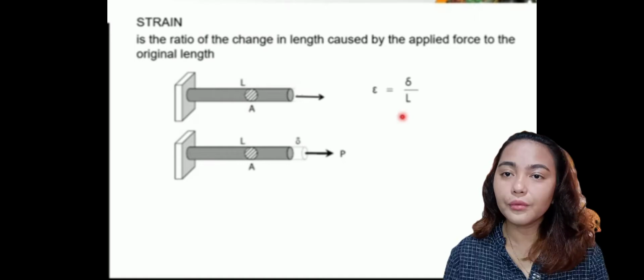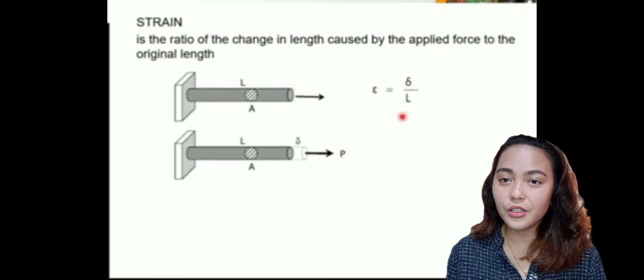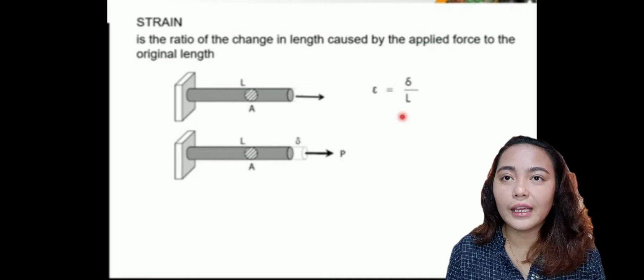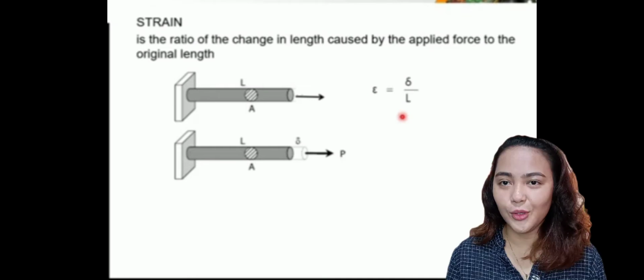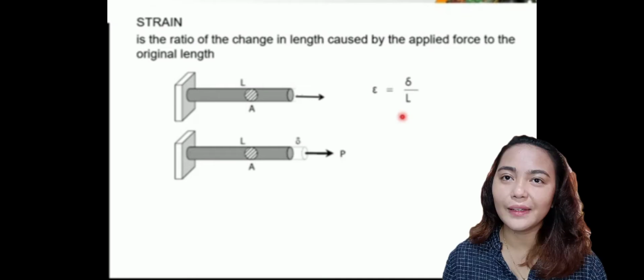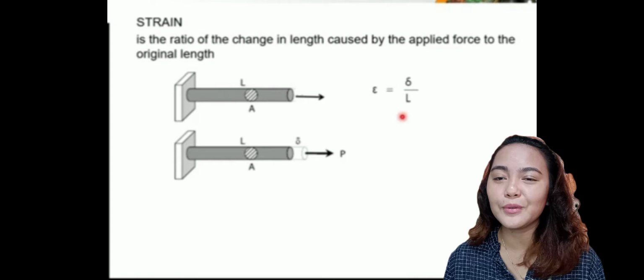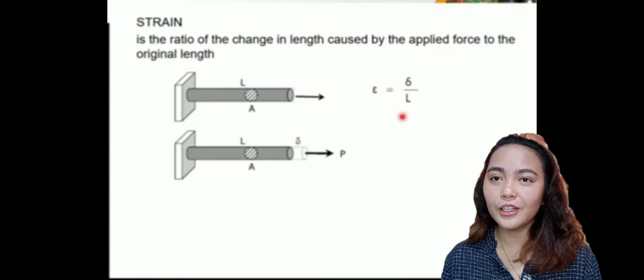So, by that illustration, mabubuo natin yung formula for the strain. Strain is denoted by epsilon. Sobrang bago sa akin yan kasi akala ko ilang yon. So, hindi pala. So, by the way, proceed to formula. Epsilon is equal to delta over L.